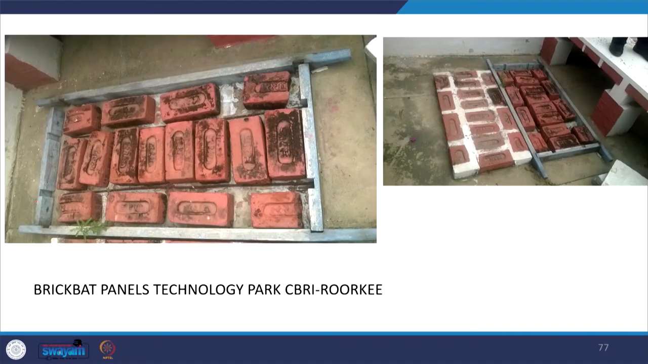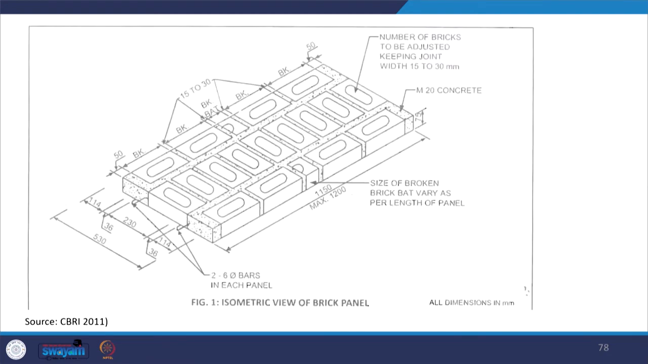So this is about 53 centimeters by a maximum of 1200 mm, and you can see there is a parallel reinforcement on either side. Basically what they do is they place these bricks and then mix with concrete. So for instance, you have a maximum of 1200 or 1150 mm, and about 530 mm is the width of these panels.